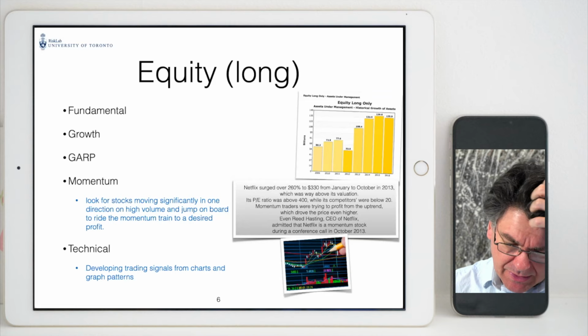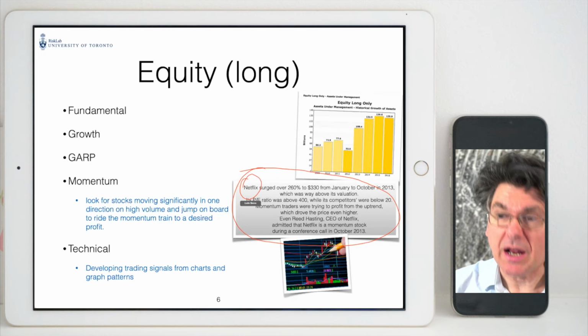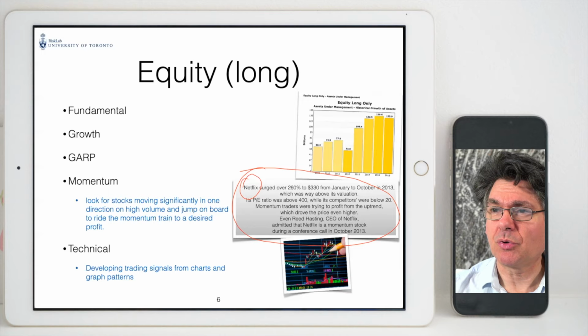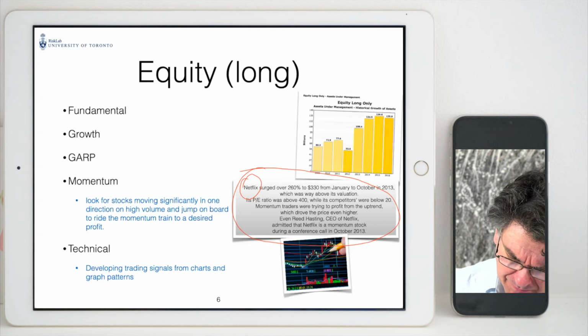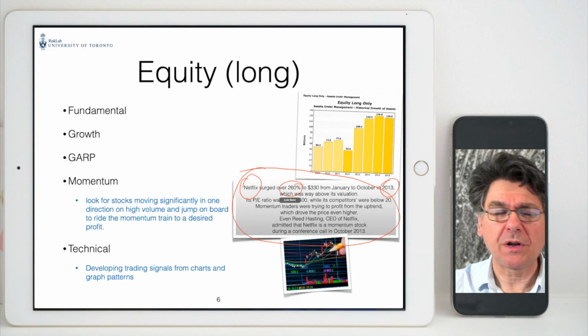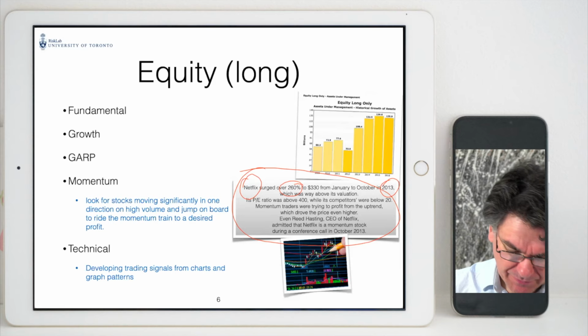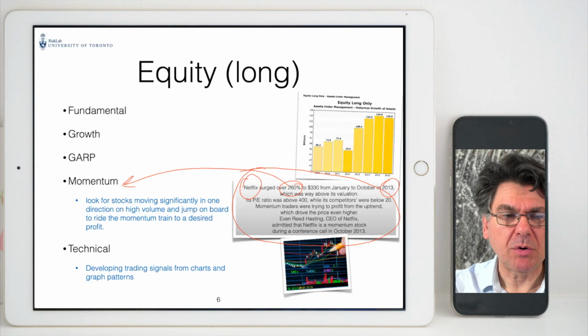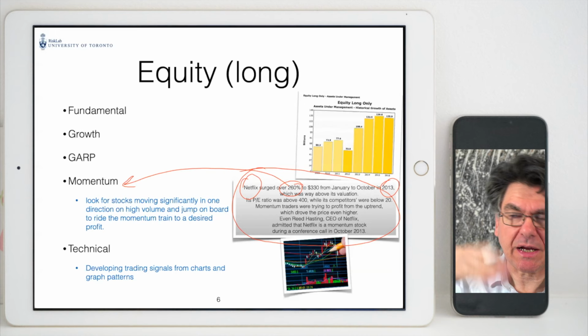I have an example here of a company called Netflix, which is very popular in North America. This is what people use to watch movies here in North America. The company started about 10 years ago, and it rose very quickly in value. When a company rises very quickly in value, it's called a momentum trade. If the company loses momentum very quickly, it's also a momentum trade, but it's a momentum trade on the short side, and we will see what that means later.